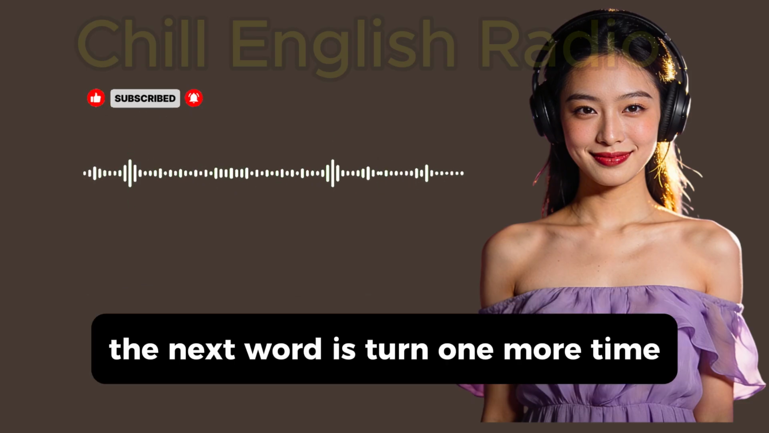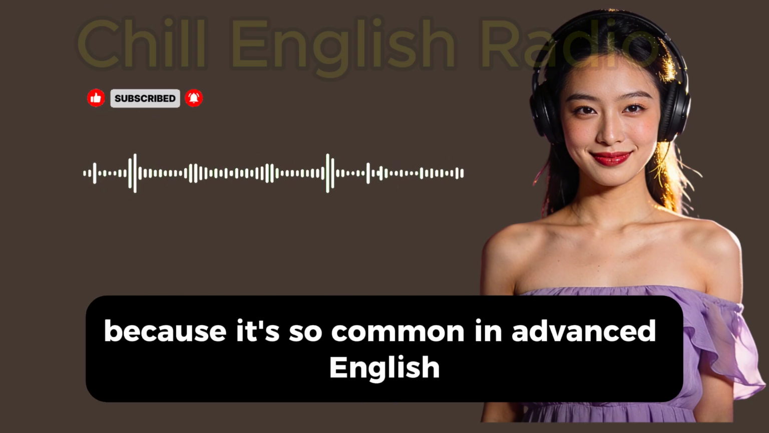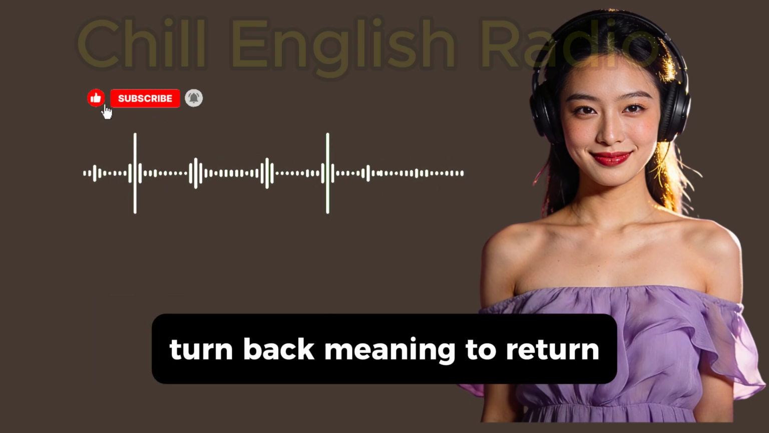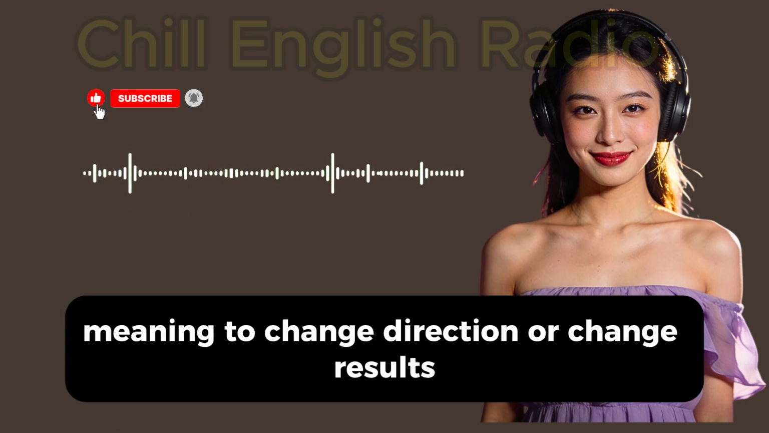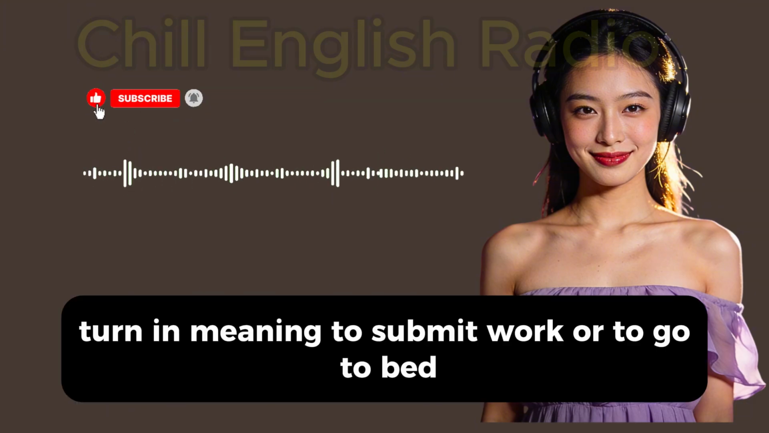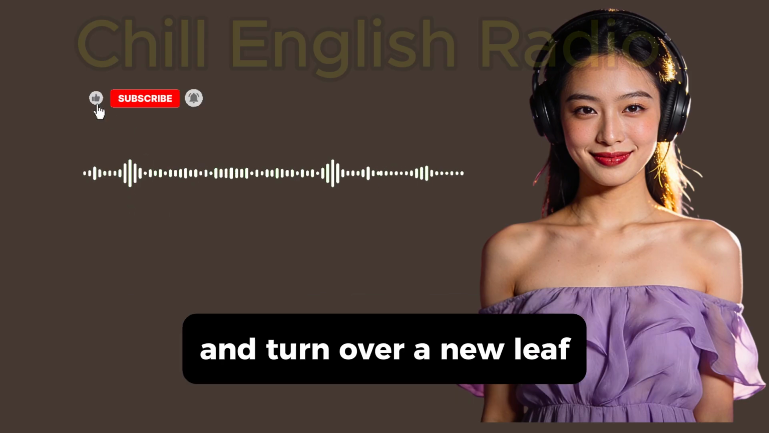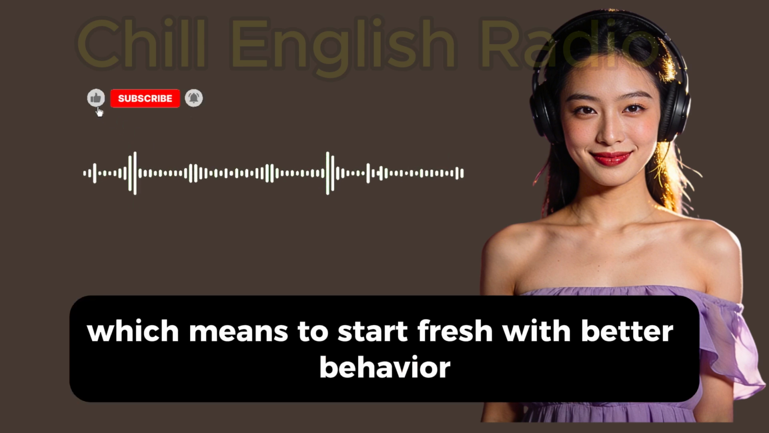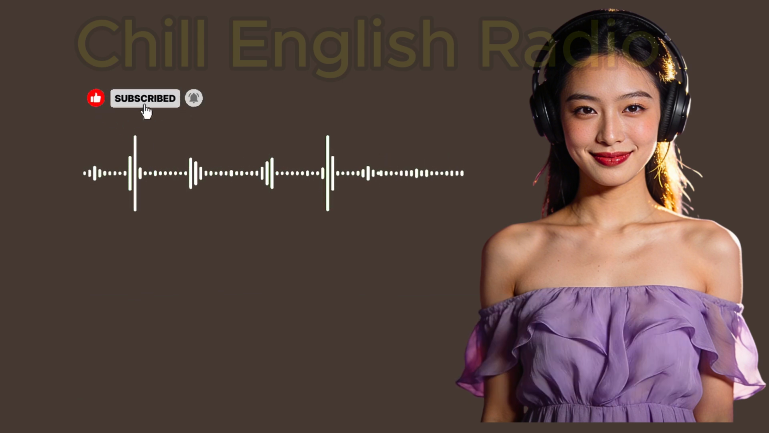The next word is turn, one more time because it's so common in advanced English. Turn back, meaning to return. Turn around, meaning to change direction or change results. Turn in, meaning to submit work or to go to bed. And turn over a new leaf, which means to start fresh with better behavior.